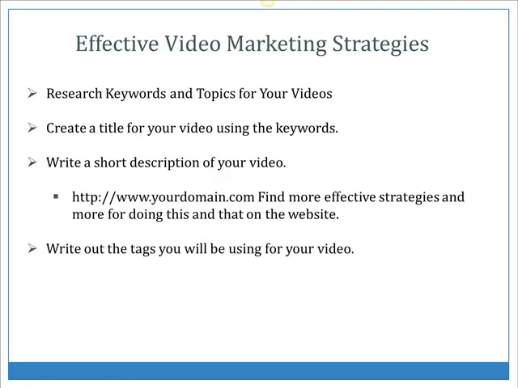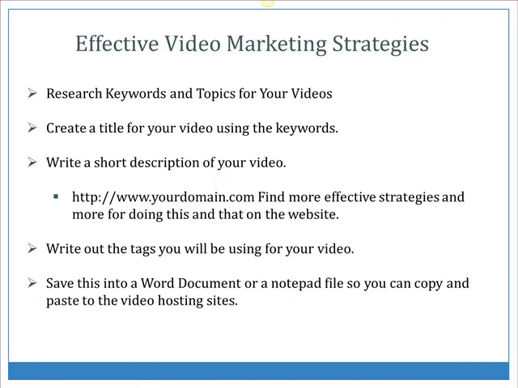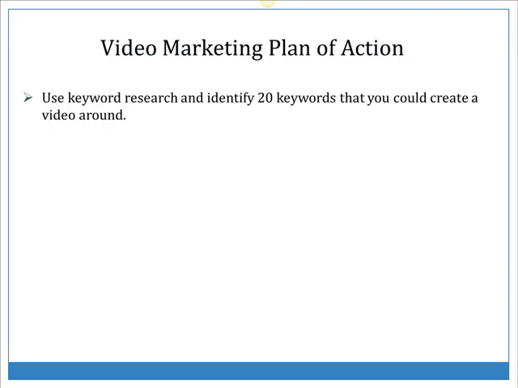Write out the tags that you will be using for your videos. When you're submitting them, you will find where you're going to be submitting the tags. Save this into a Word document or a notepad file so you can copy and paste into the video hosting site. So when you're putting this all together, pull up a notepad and just start putting in your keywords and your titles, so that when you've got your video uploading, you can just go through and copy and paste this information into the video submission spots. You're ready to create your video now for submission. So once you have all of this, you're ready to start creating your videos to submit.